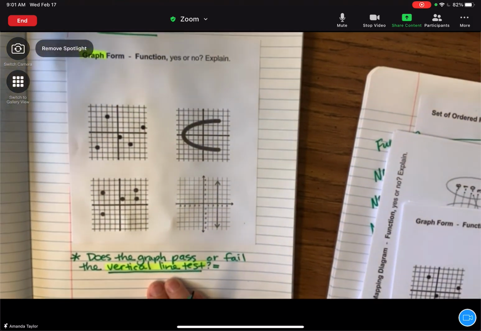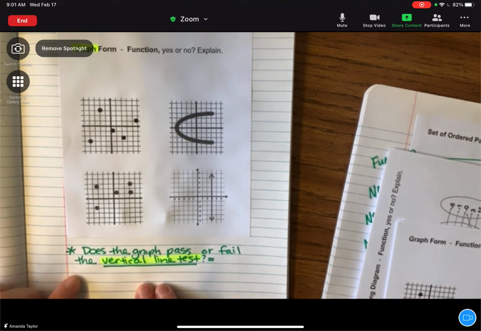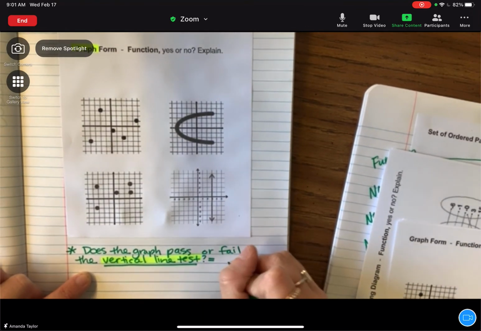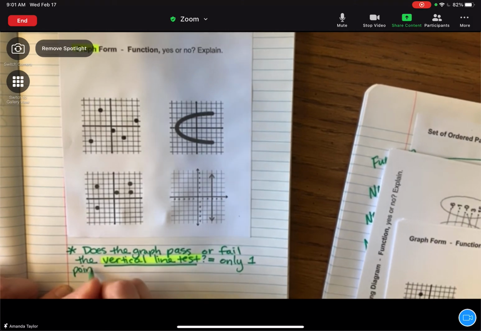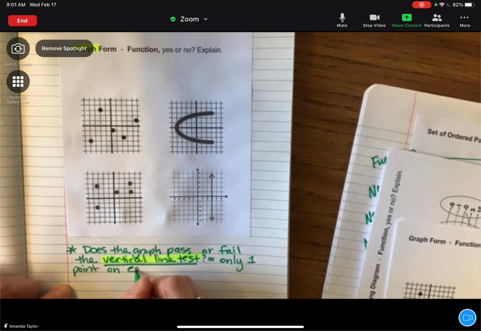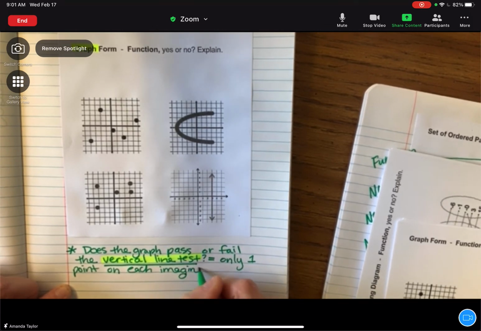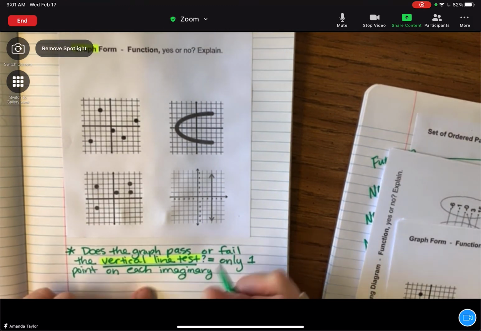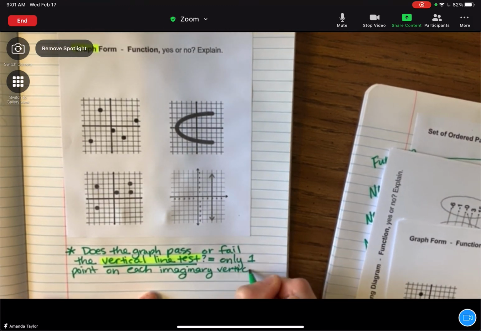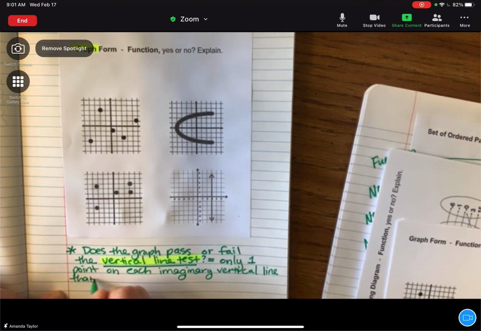If a relation passes the vertical line test, what that means is that there's only 1 point on each imaginary vertical line, because we're going to draw a bunch of vertical lines that you draw.